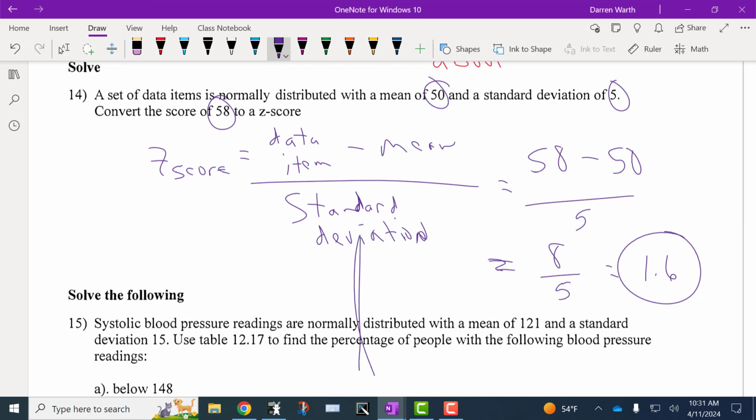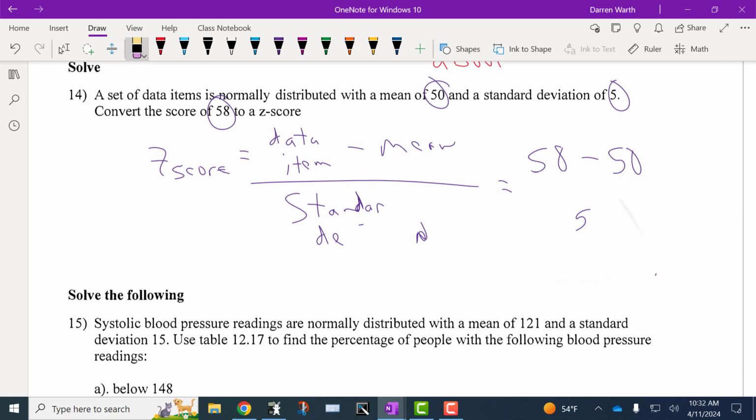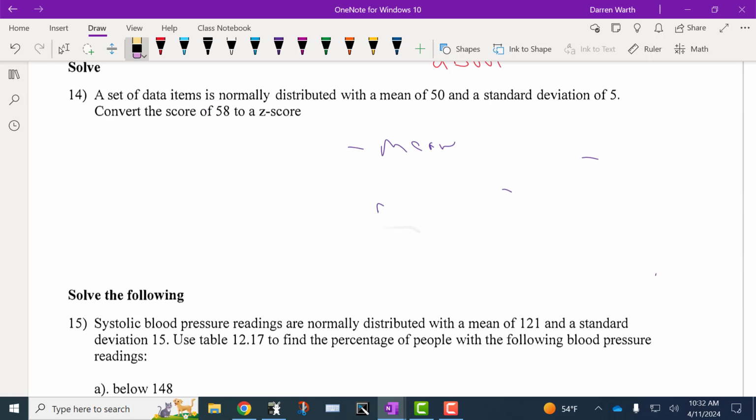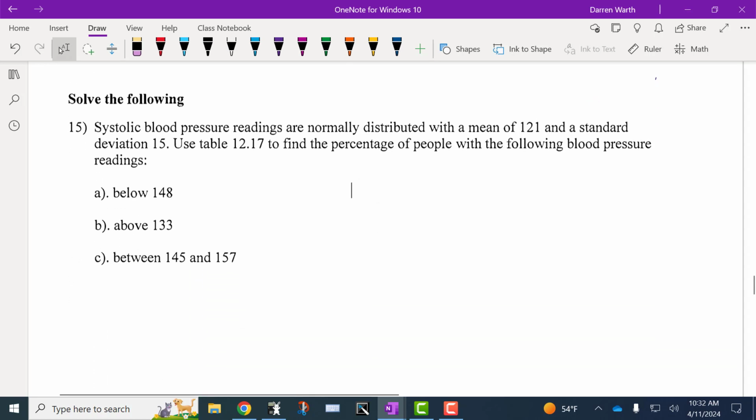So on number 15, I want to erase this a little bit, clean it up just a little bit here. On this next one, number 15, it says that systolic blood pressure readings are normally distributed with a mean of 121 and a standard deviation of 15. Use table 12.17 to find the percentage of people with the following blood pressure readings: A, below 148; B, above 133; and C, between 145 and 157.